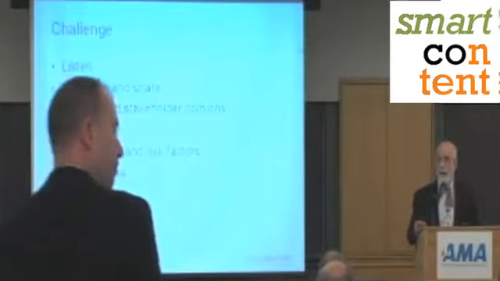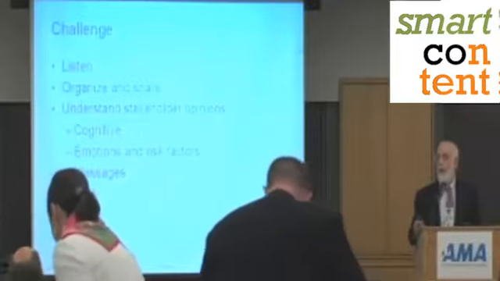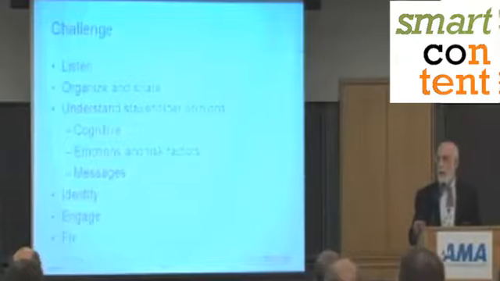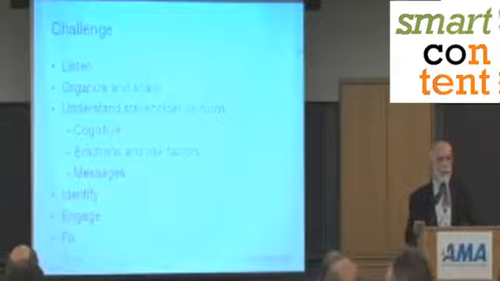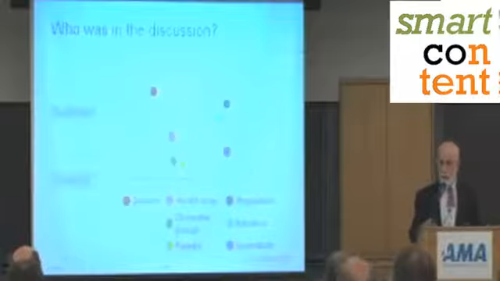They wanted to understand stakeholder opinions, both cognitive messages and opinions and emotions and risk factors. They wanted to identify influencers to whom they could reach out. They wanted to understand opportunities and threats. They certainly wanted to engage and communicate, but they honestly, seriously wanted to fix the problem. Whenever you get medical recalls, people can end up doing really stupid things based on misinformation, and the company wanted to get accurate, complete information out as quickly as possible where it was necessary.